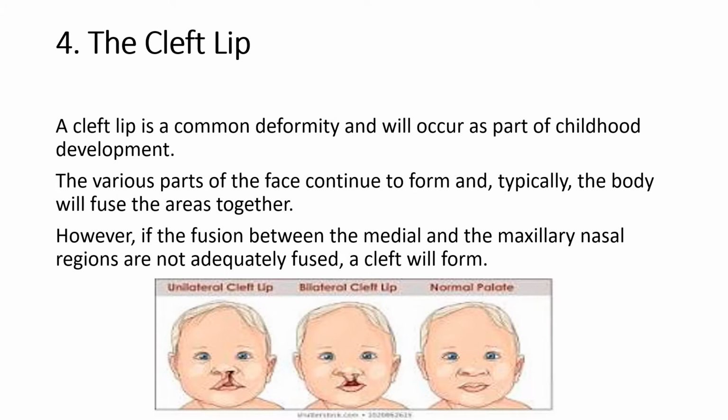The cleft lip. It is a common deformity and will occur as part of childhood development. The various parts of the face continue to form, and typically the body will fuse the areas together. However, if the fusion between the medial and maxillary nasal regions is not adequate, a cleft is formed. As you can see in the picture, the first baby shows unilateral cleft lip, the second baby shows bilateral cleft lip, and the third has a normal palate.